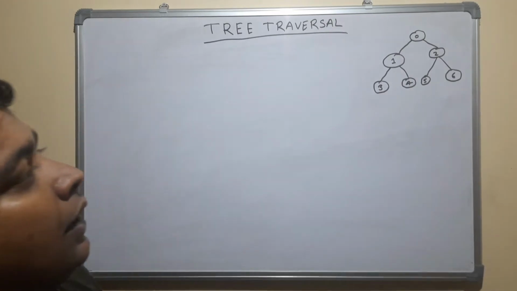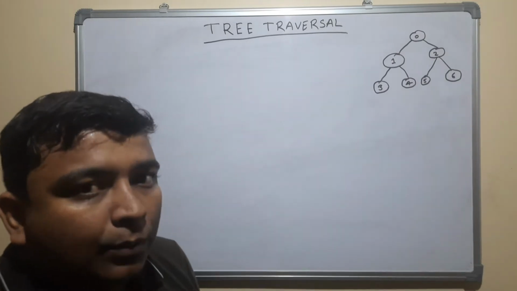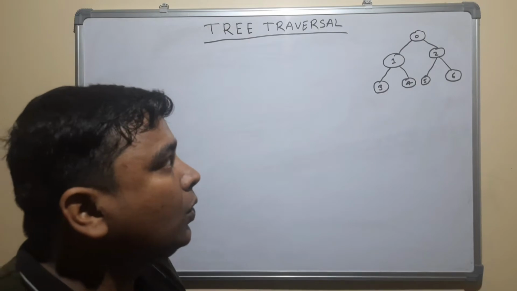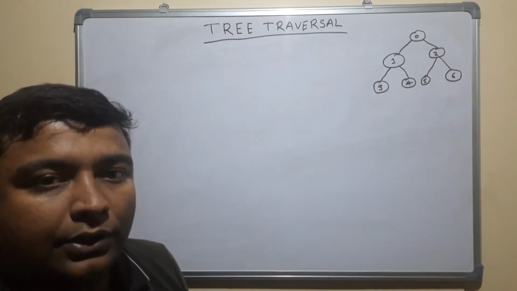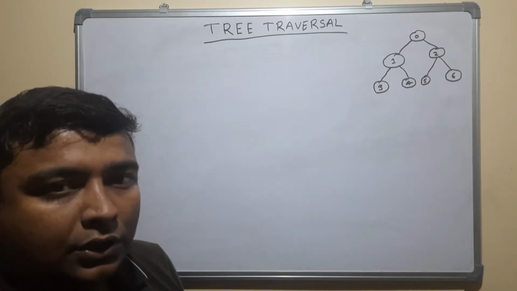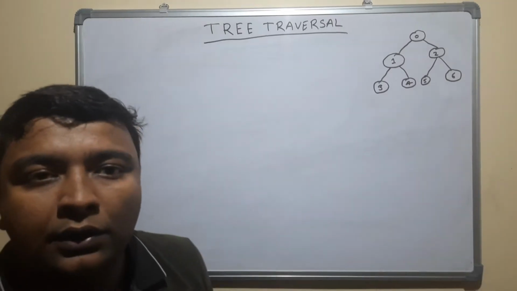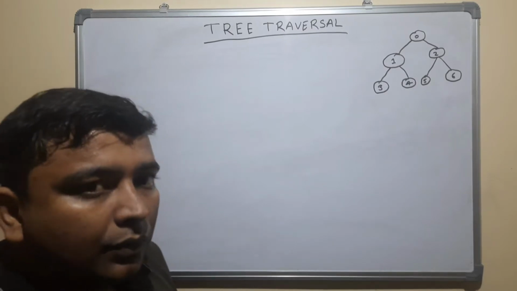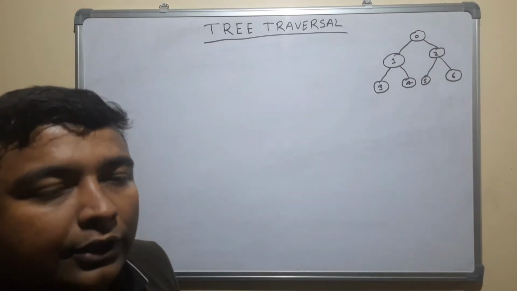Suppose there is a tree. When we write a program or do anything with it, we need to visit all nodes of the tree. For searching and deleting, we need to visit the whole tree. The process of visiting nodes is called traversal. So we will visit all nodes in four ways. There are four ways we can traverse the tree.